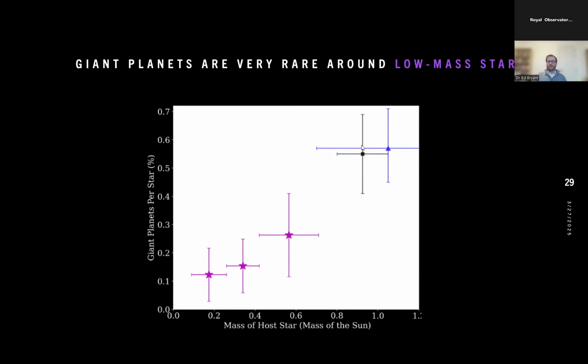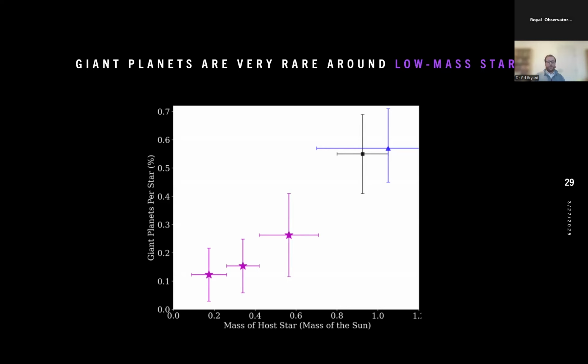So compared to giant planets around the sun, shown by the blue and the black point in the top right-hand corner, the planets around these low mass stars are very, very rare. They are much rarer than planets around the sun. And this is what we expected from the formation theories, that these planets should become much harder to form. They should become much rarer.